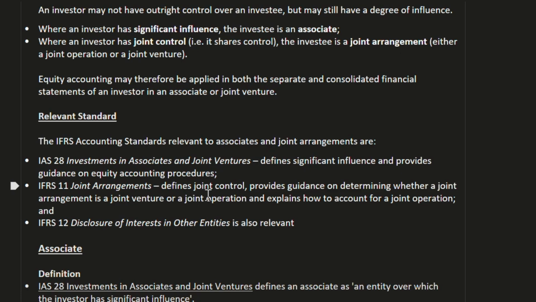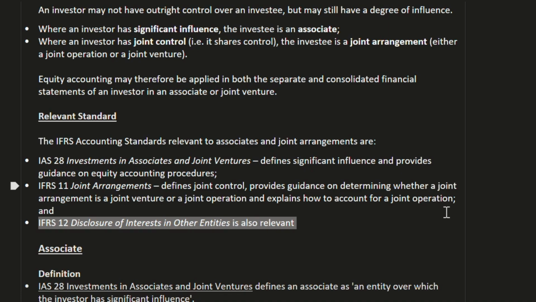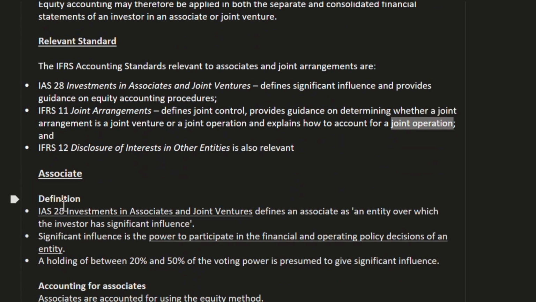IFRS 11 Joint Arrangements defines joint control, provides guidance on determining whether a joint arrangement is a joint venture or a joint operation, and explains how to account for a joint operation. And IFRS 12 Disclosure of Interests in Other Entities is also relevant. Why not joint venture? Because for joint venture we use equity accounting, IAS 28. So IFRS 11 explains how to account for joint operation only, because under joint venture we use IAS 28.